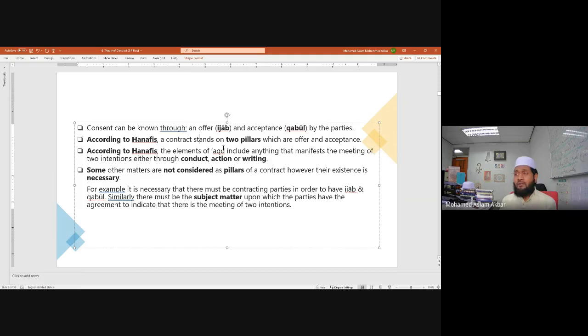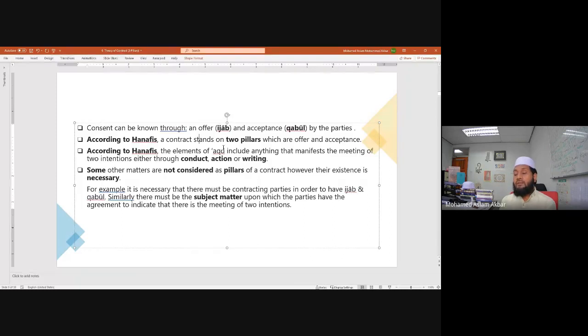Those two pillars are offer and acceptance. Offer is one pillar and acceptance is another pillar. For example, the seller's offer is one pillar and the buyer's acceptance is another, which is what we called earlier the first pillar of the majority scholars.